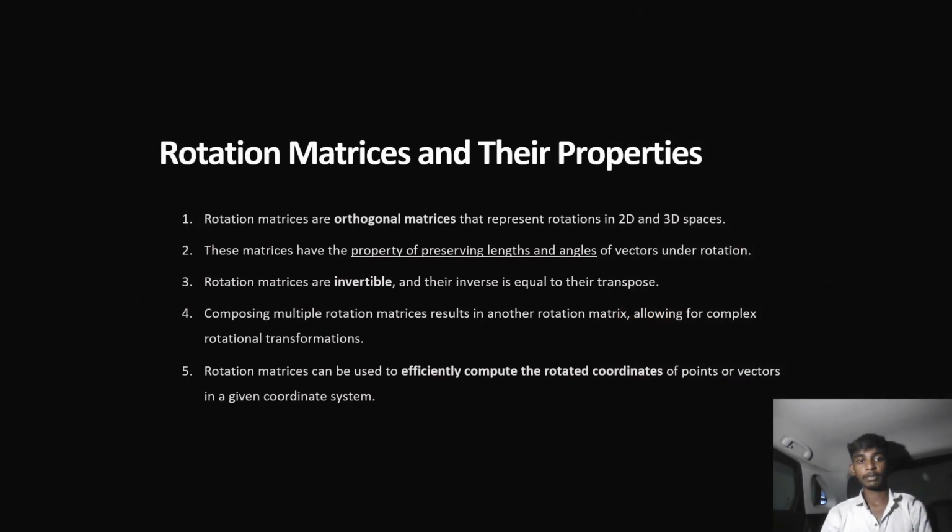Rotation matrices and their properties. Rotation matrices are orthogonal matrices that represent rotation in 2D and 3D spaces. These matrices have the property of preserving the length and angle of vectors under rotation. Rotation matrices are invertible and their inverse is equal to their transpose. Composing multiple rotation matrices results in another rotation matrix, allowing for complex rotation transformations. Rotation matrices can be used to efficiently compute the rotated coordinates of points or vectors in a given coordinate system.